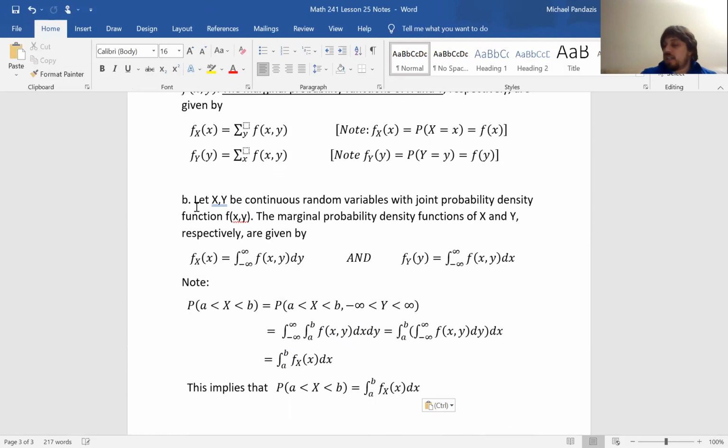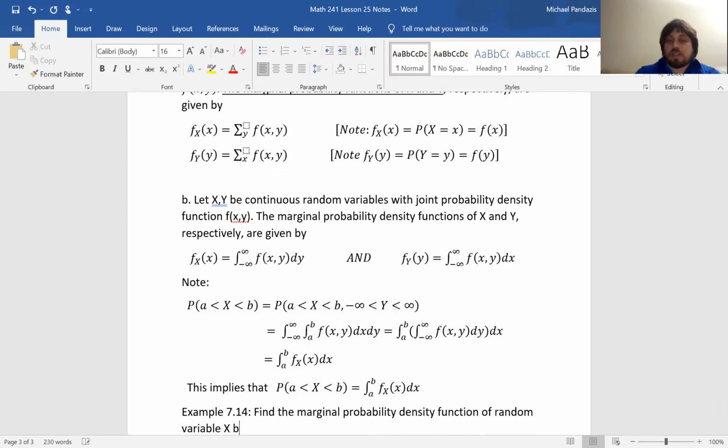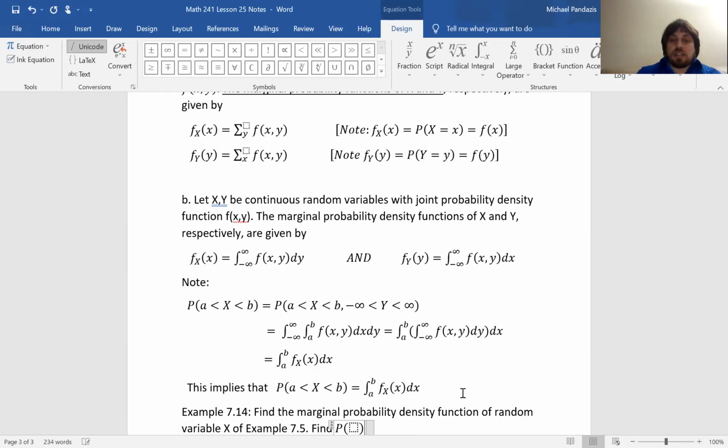Okay. And so now we have this equation for the probability of x values in an interval. Okay, so example 7.14. Find the marginal probability density function of random variable capital X of example 7.5. Find the probability that X is strictly greater than 2.